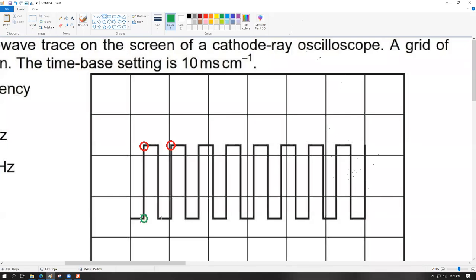Or you can try to calculate the time represented by let's say these two points. But what I want you to understand is that you have to choose a certain segment of the graph that will be repeatable and give you the entire graph.